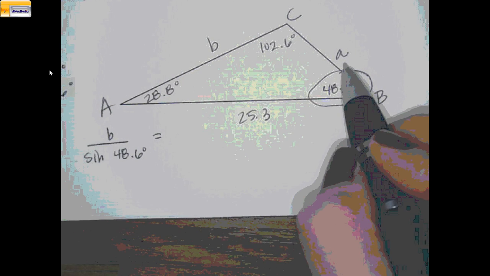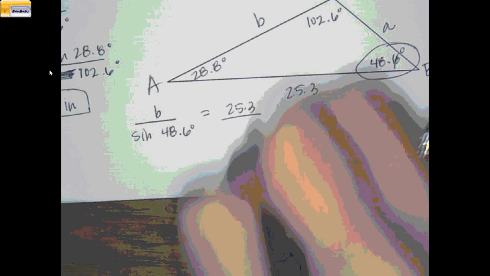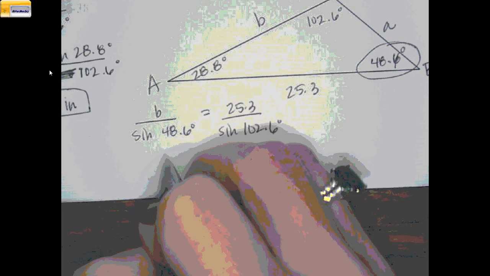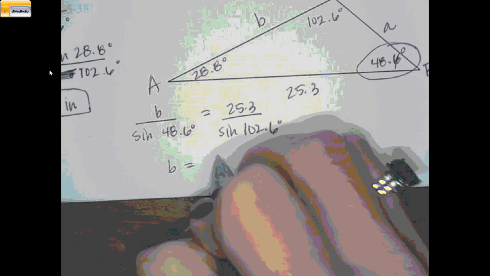All I have left that I need is side B. So I have B over sine of B, and angle B is 48.6 degrees, equals. Should I use C over sine of C or A over sine of A, or does it matter? Doesn't really matter, but what should you probably use? C over sine of C, because we had to round letter A. So we want to make this as accurate as possible. So we're going to use 25.3 over sine of 102.6 degrees. Multiply both sides by sine of 48.6.